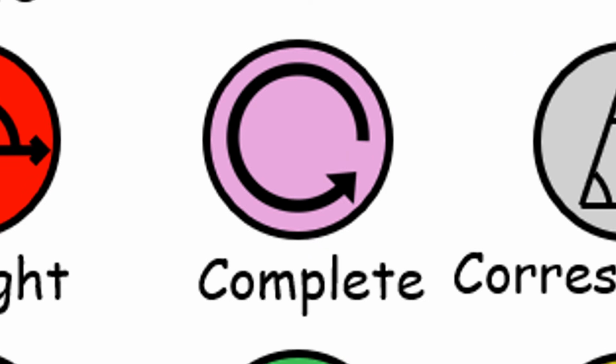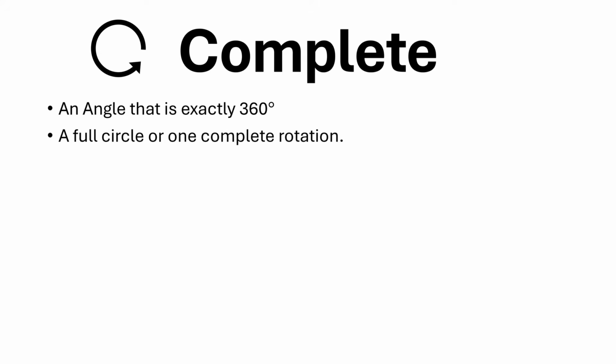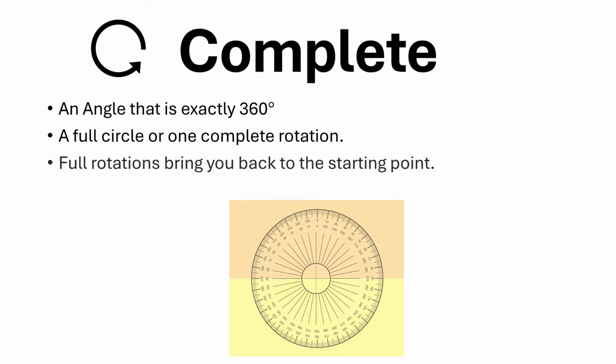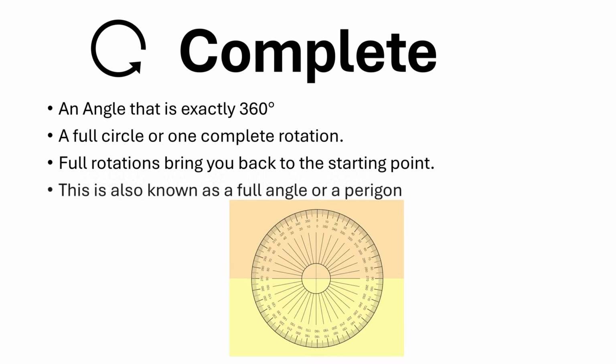Complete angle. A complete angle is an angle that is exactly 360 degrees. A complete angle represents a full circle or a complete rotation. Full rotations bring you back to your starting point. A complete angle is also known as a full angle or a perigon.